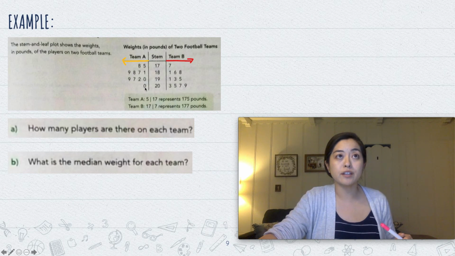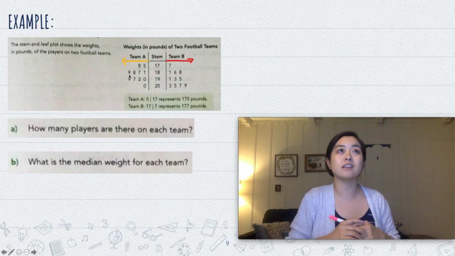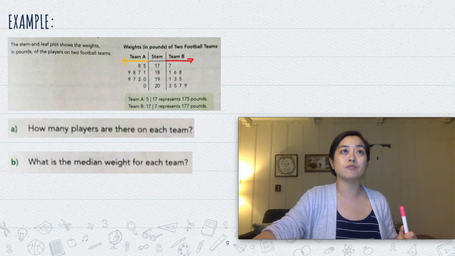But I'm going to make sure, because the sixth value from the bottom should also be my median. Ready? 1, 2, 3, 4, 5. Oh, I'm not doing it right. Okay, 1. Then I have to go here because that's my next highest, right? 1, 2, 3, 4, 5, 6. Yep, that's the same one. So 189 pounds is my median for team A.